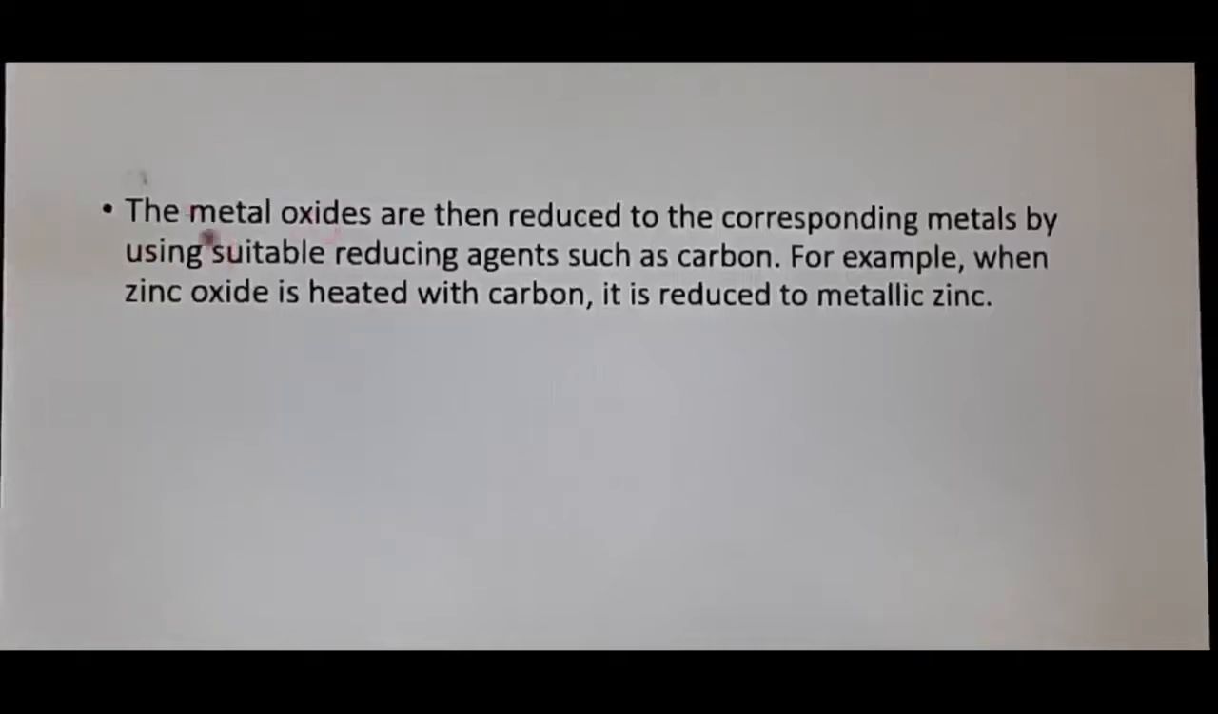Now the metal oxides are reduced to the corresponding metals by using suitable reducing agents like carbon. Like we'll take the example of zinc. Now we have got zinc oxide. It will be heated with carbon, and then it will be reduced to metallic zinc. So we will see how the reaction is taking place.